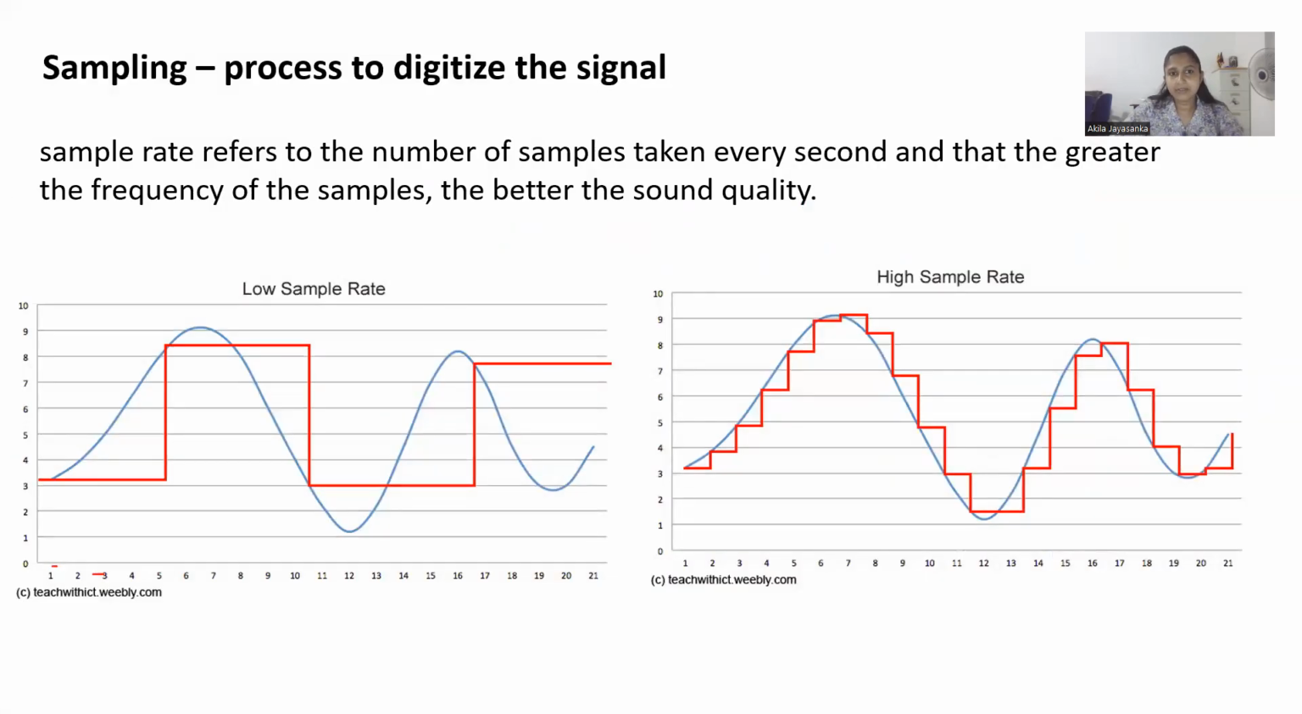And the sample rate refers to the number of samples taken every second, and the greater the frequency of the samples, the better the sound quality, right? You can see according to these values that the machine is going to convert the analog signals into digital values, right? Digital signals. Then it's going to give the digital signals as sound using output devices.